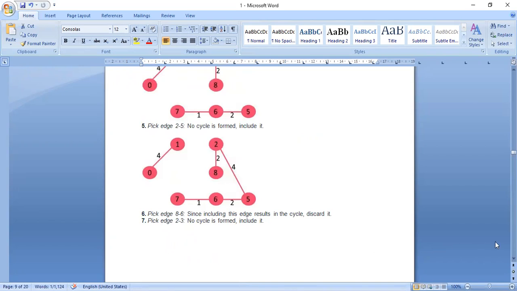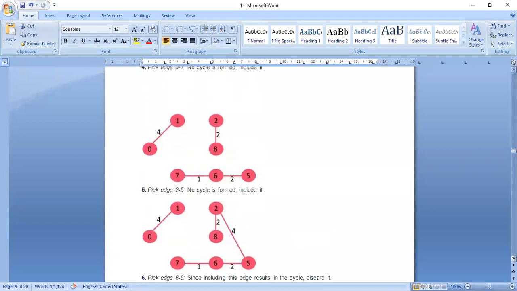Why? Because there exists a cycle. If I add 8 to 6 in the algorithm in the 6th step, what will happen? A cycle from 2 to 8, 8 to 6, 6 to 5, 5 to 2 will be built. So what's the main rule? While adding the edges in ascending order to the given graph, there should be no cycle formed. That's the main thing we have to understand. So I will discard 8 to 6. I will not add it to the given graph. So the 6th step is over.